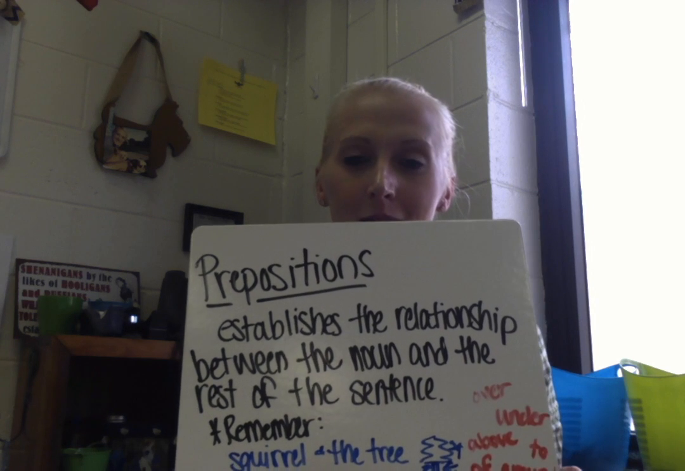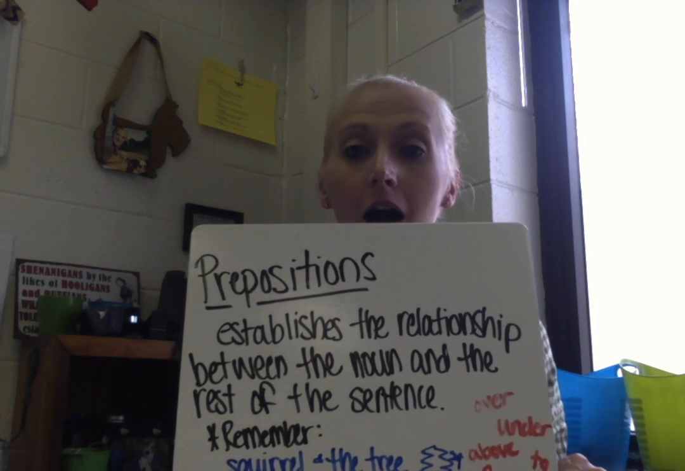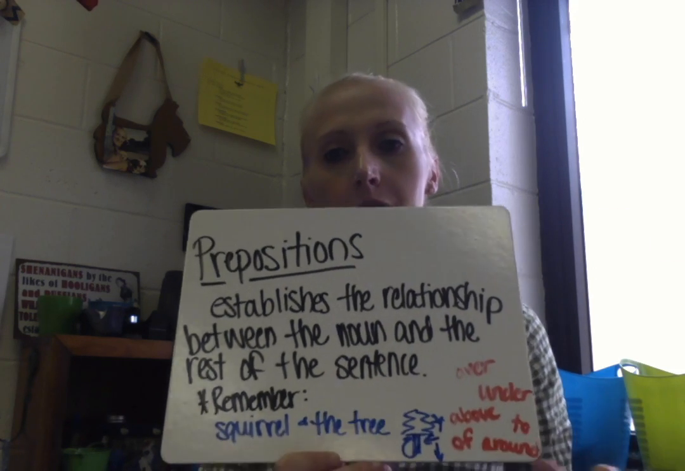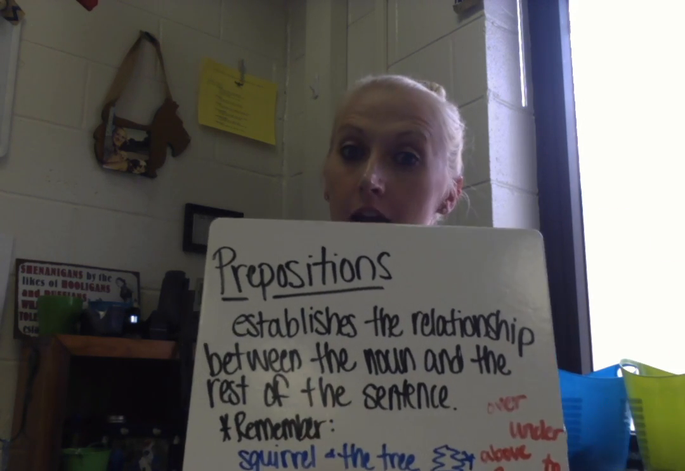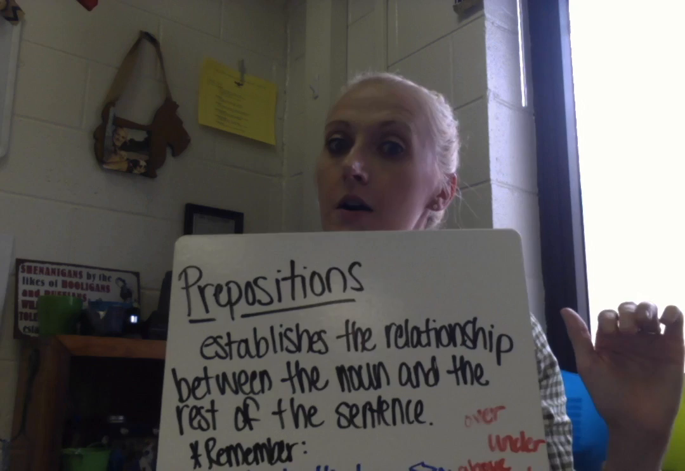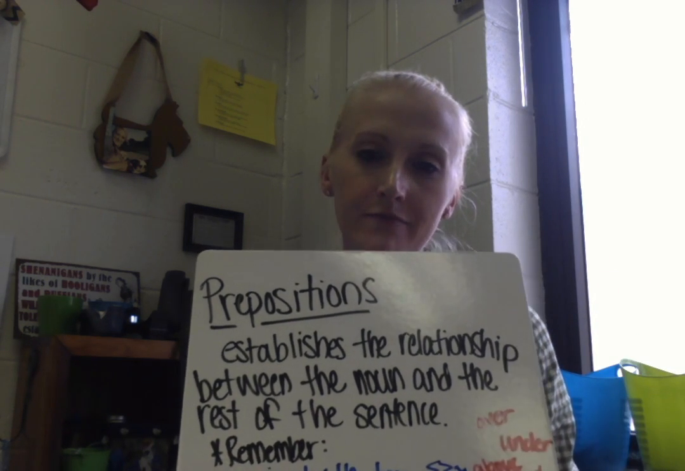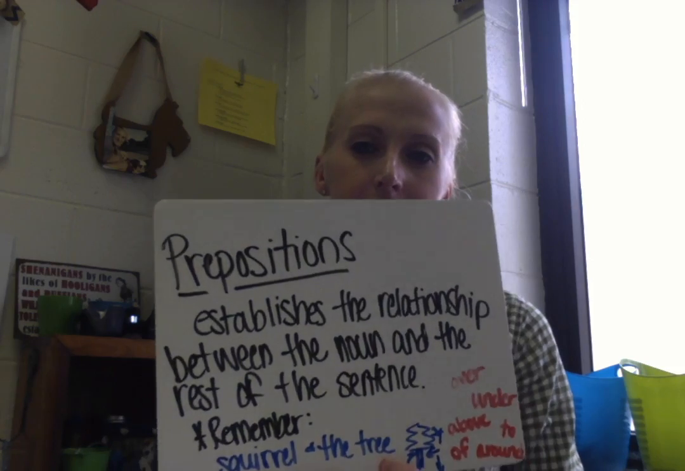If you don't like talking about the squirrel and the tree, think about a bucket and think about things going in the bucket and under the bucket and through the bucket, or think about your favorite animal and putting that animal in a barn and out of a barn and it running through the barn. There are many examples that you can use. A prepositional phrase starts with a preposition and it ends with the noun, and that noun is called the object of the preposition.